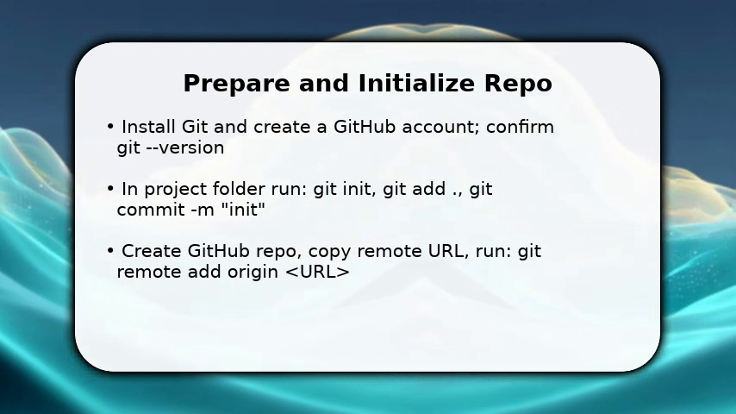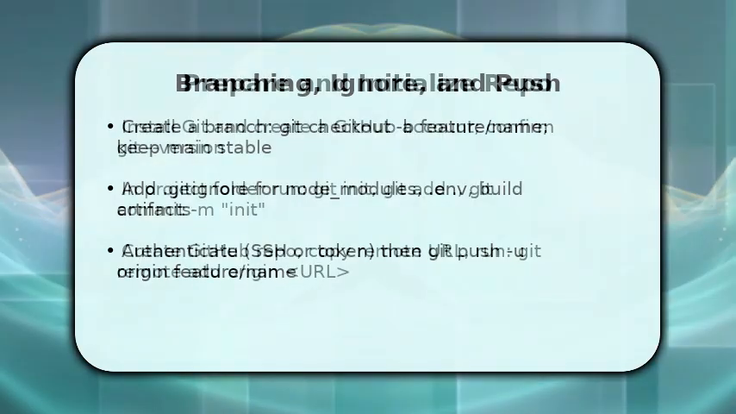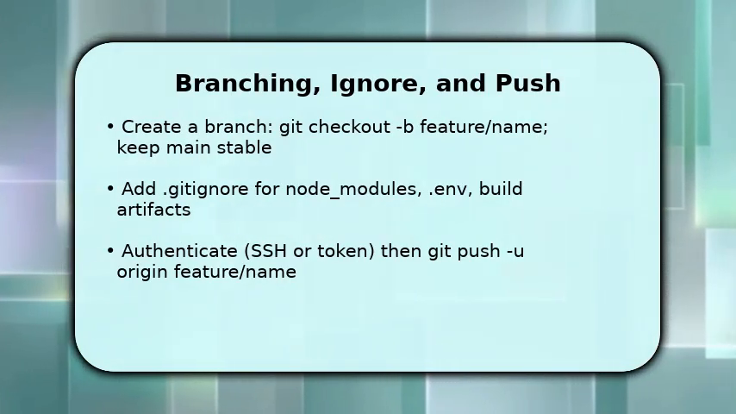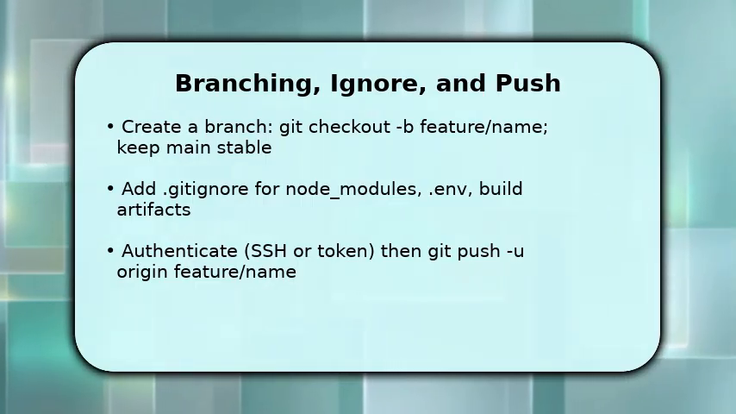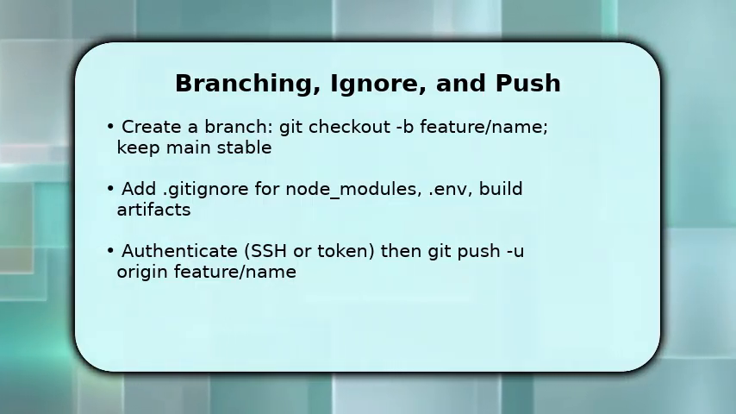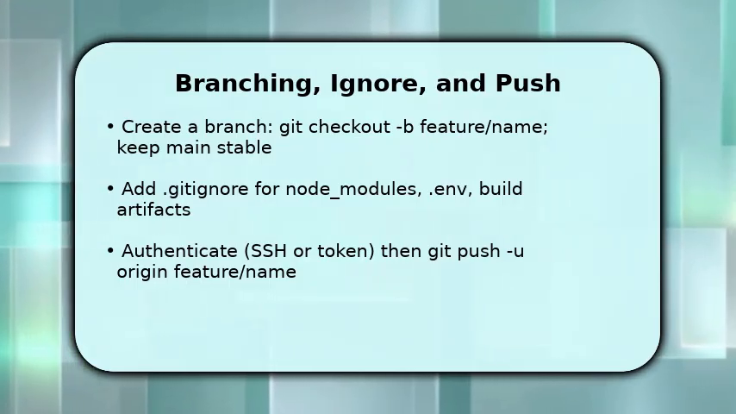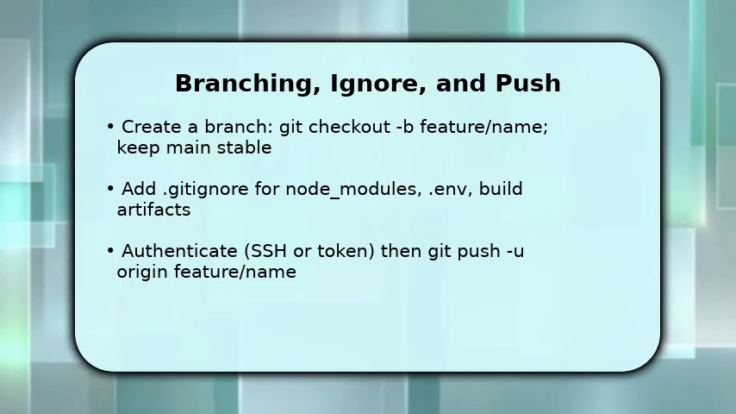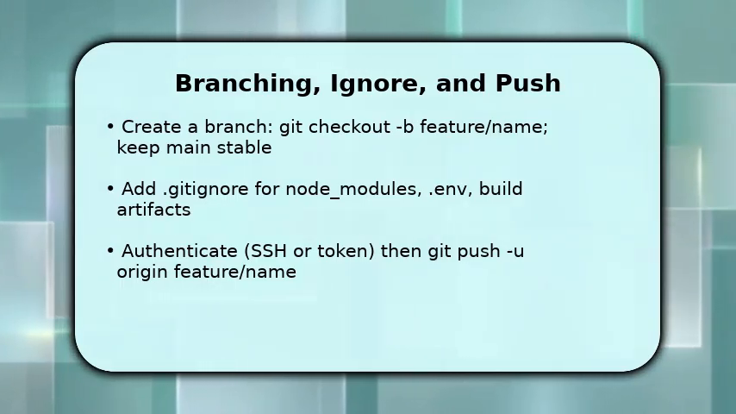You now organize changes. Create a named branch for the feature to avoid disturbing main. Make a .gitignore so sensitive files and large artifacts don't get tracked, and explain why: clean history and smaller clones. Stage, commit with clear messages, and set up authentication. Choose SSH keys for convenience or a personal access token for HTTPS.